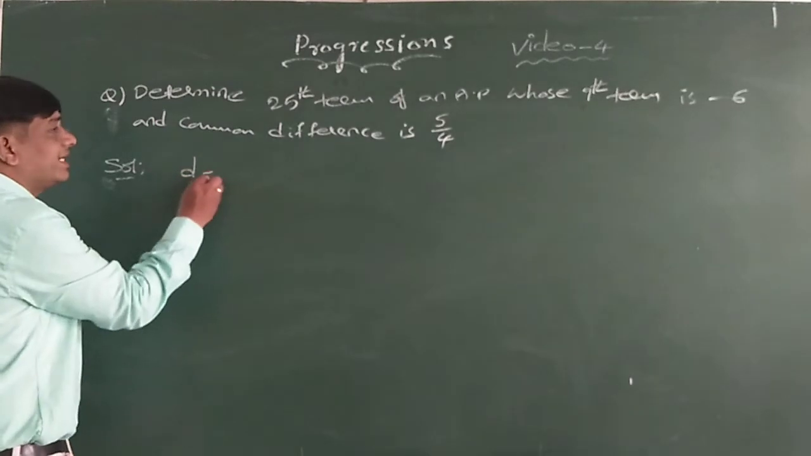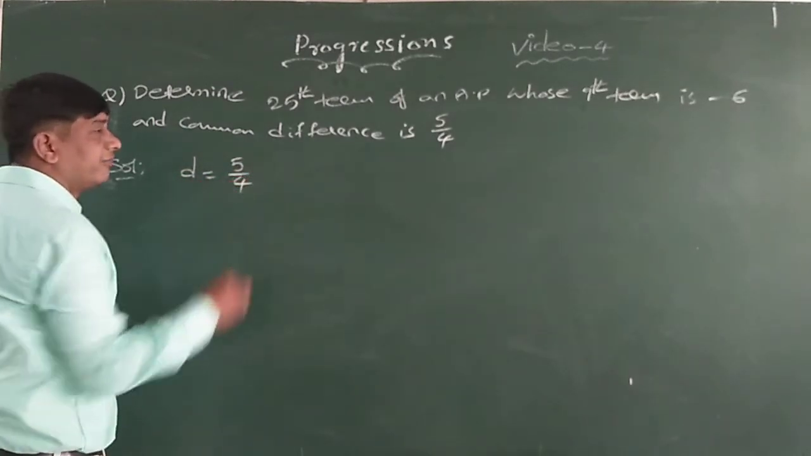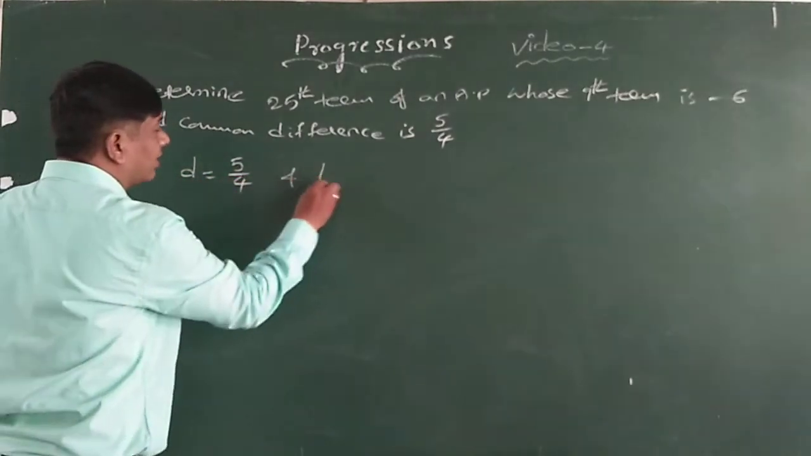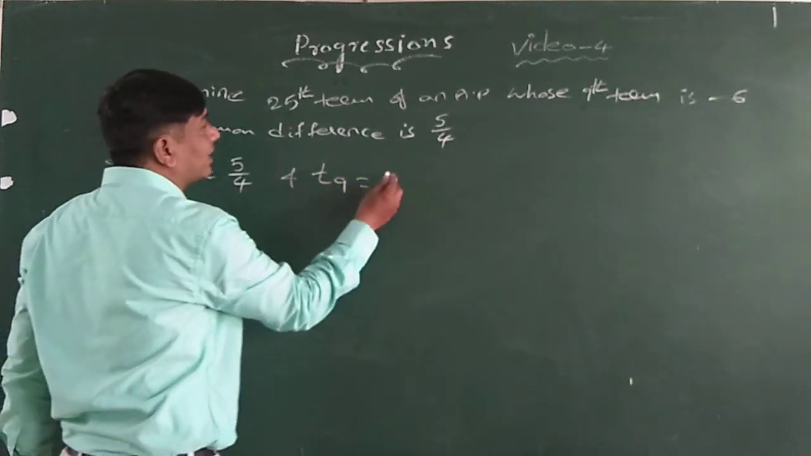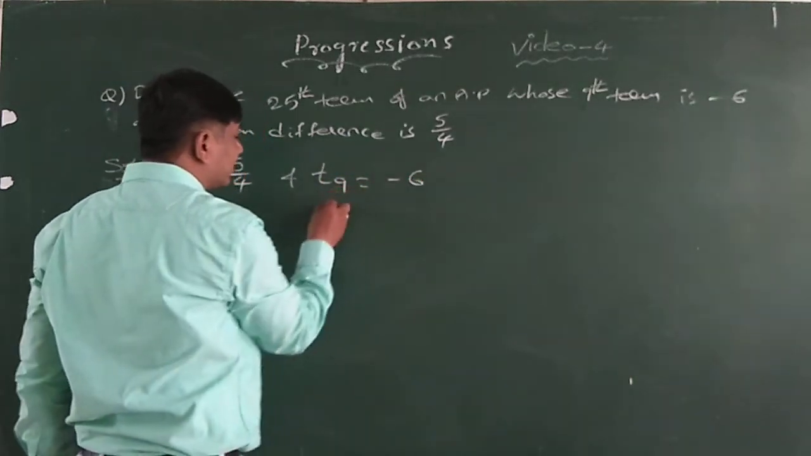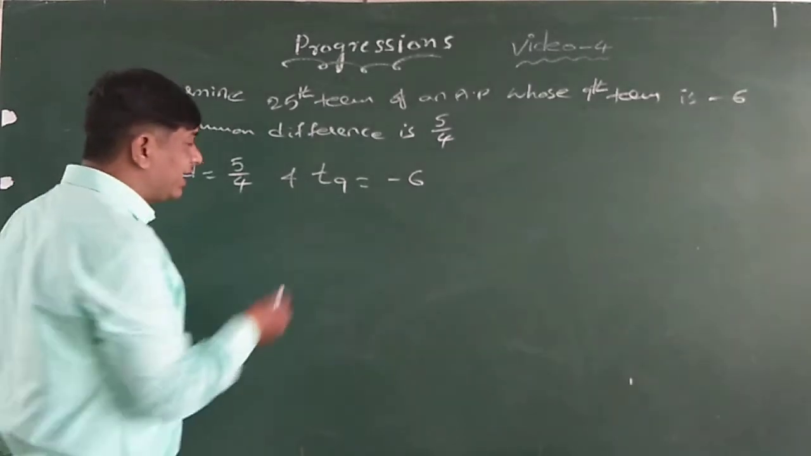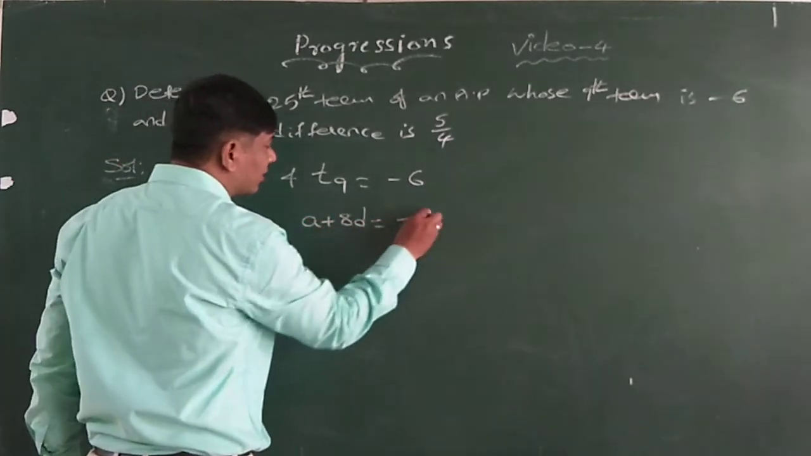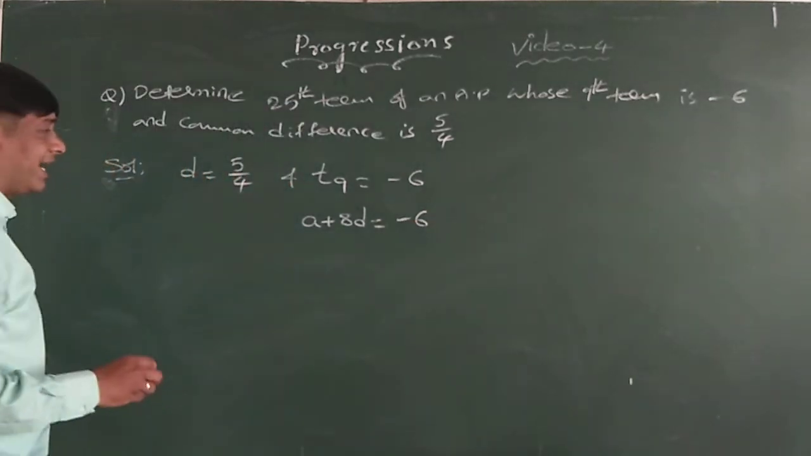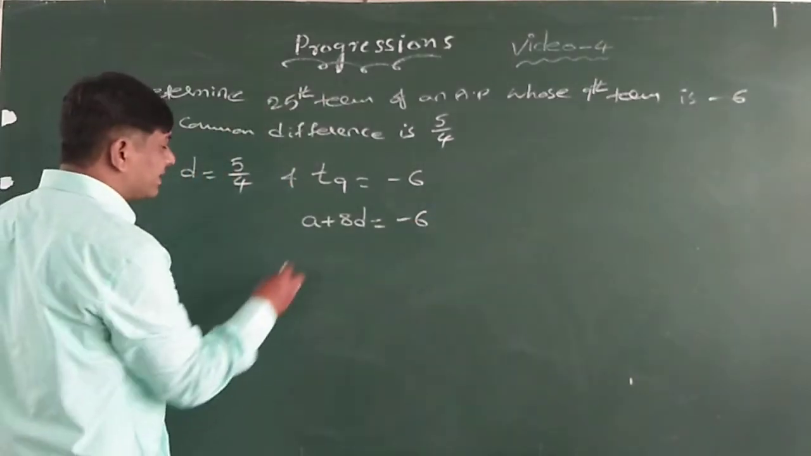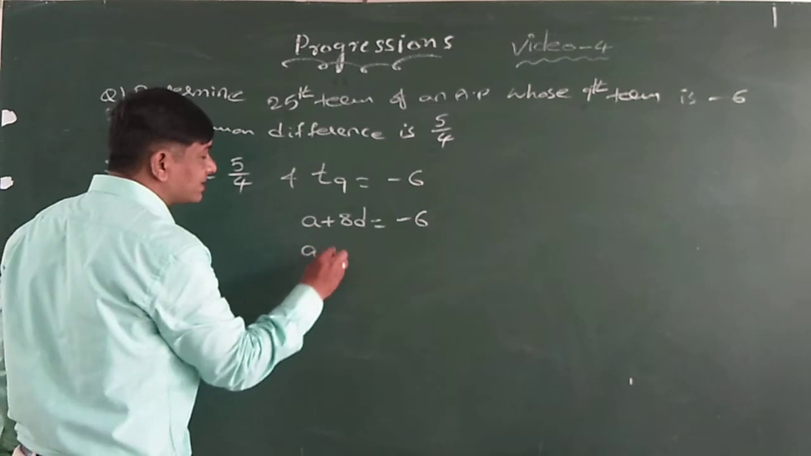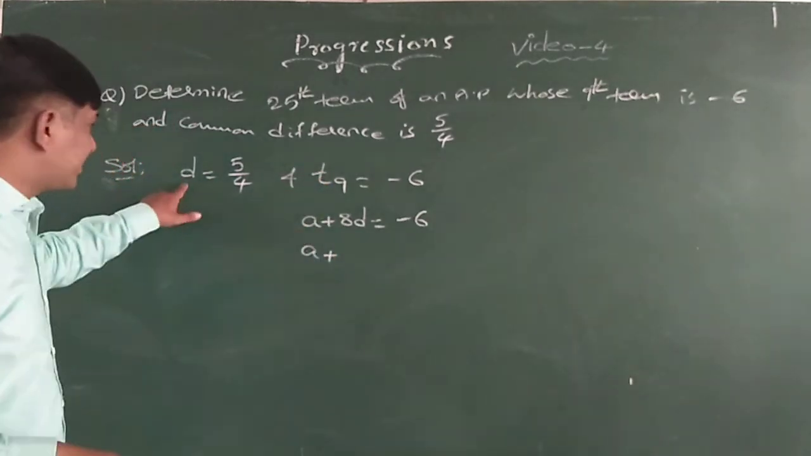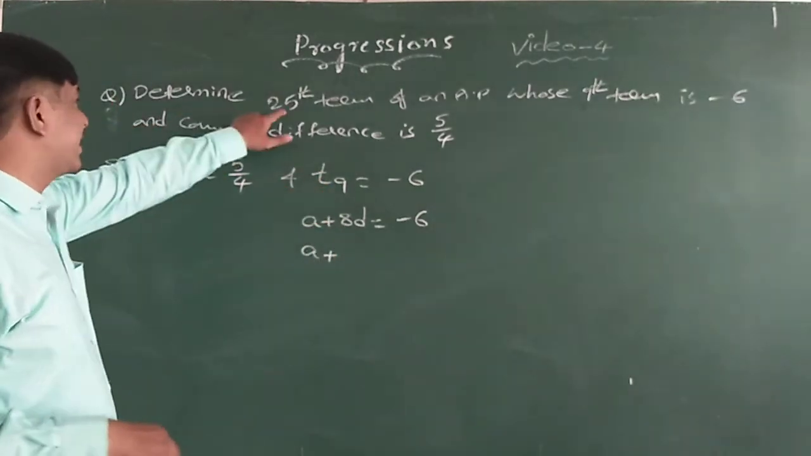Common difference D is equal to 5/4. What is given here? T9 is equal to -6. The general form of T9 is A plus 8D is equal to -6. Here D is there, the 9th term is there. They asked to find out the 25th term.